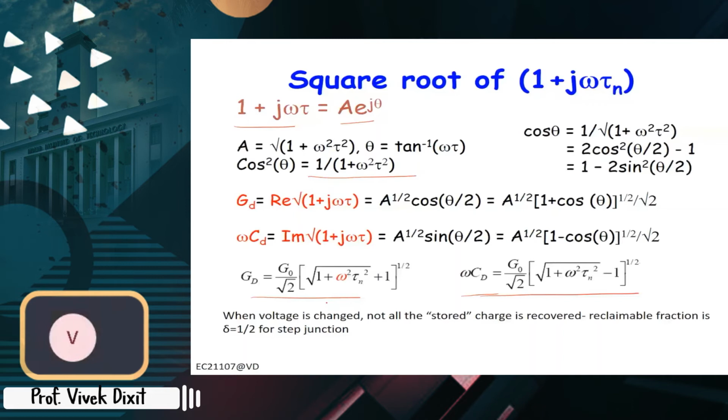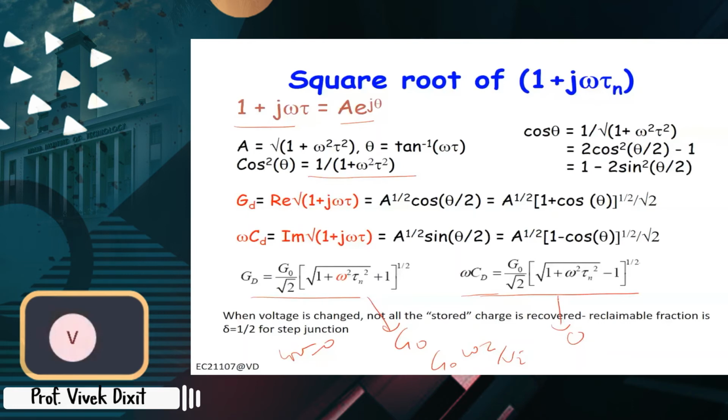It will be g naught. For omega equal to 0, this will be the same as g naught, and this will be almost 0, 1 minus 1. For high frequency, you can ignore 1, so it will be omega tau. So for high frequency, it will be g naught omega tau by root 2. And for this one, it will again be omega tau, so g naught by root 2 omega tau.